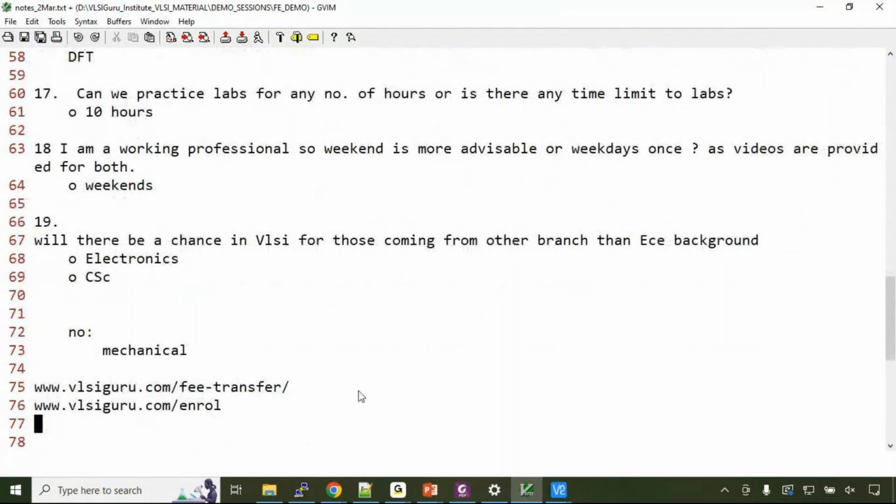Right now, to confirm your enrollment, you can pay 5,000, and once you have paid, you can fill this enroll form. Admin will get the notification about your enrollment, and they will provide you the further support.